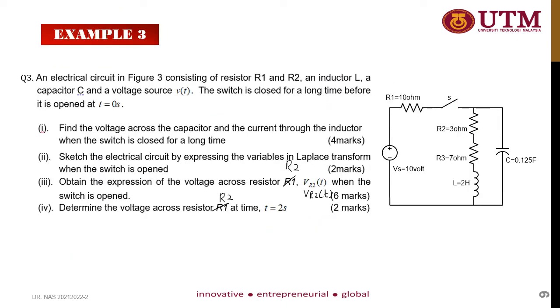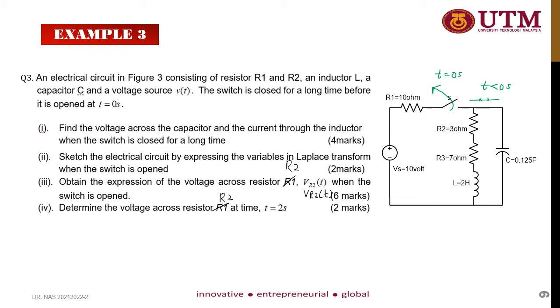Okay, let's look at example 3. An electrical circuit as shown in the figure consists of R1 and R2, an inductor, a capacitor, and a voltage source. The switch is closed for a long time before it is opened at t equal to 0. So this switch is open, you can see the arrow. It is opened at t equal to 0 seconds. Before that, at t less than 0 seconds, the switch is closed.